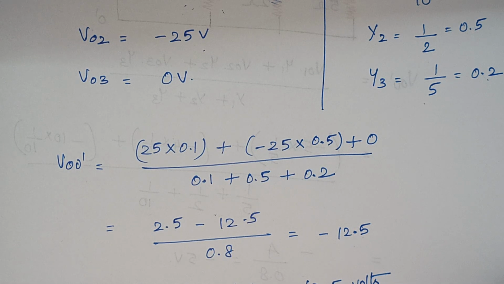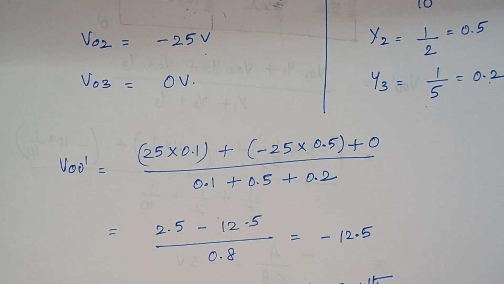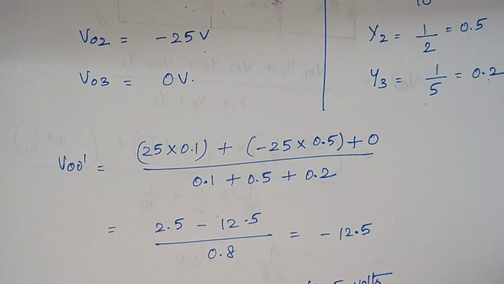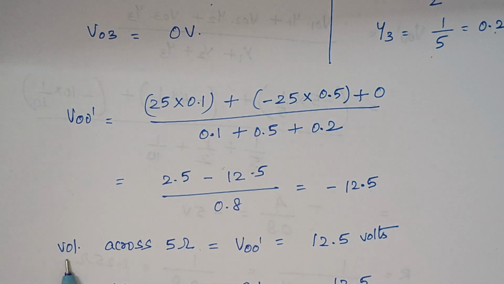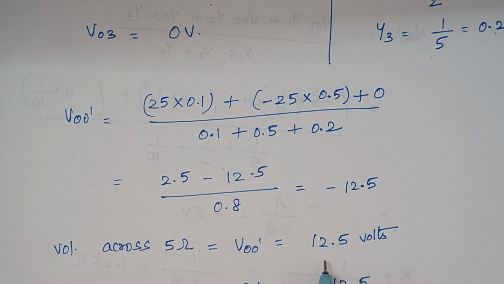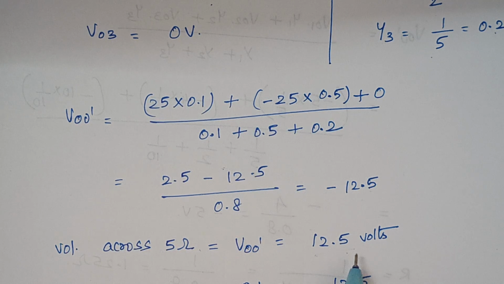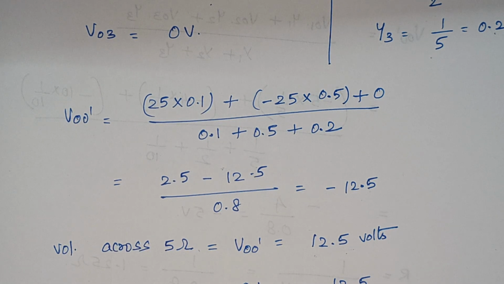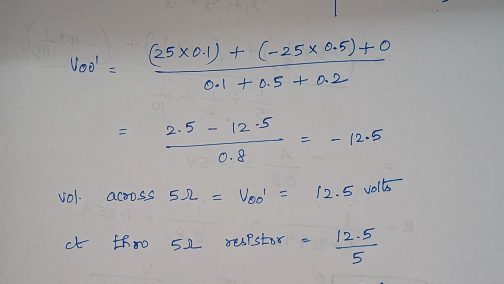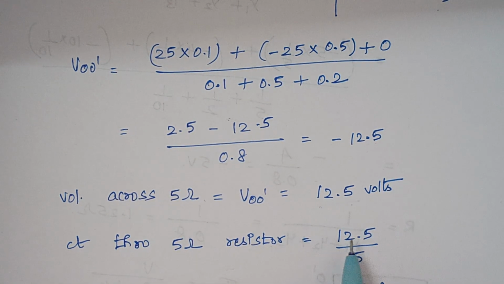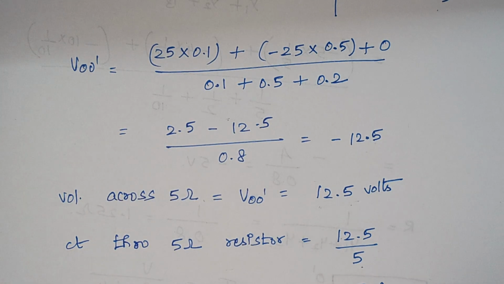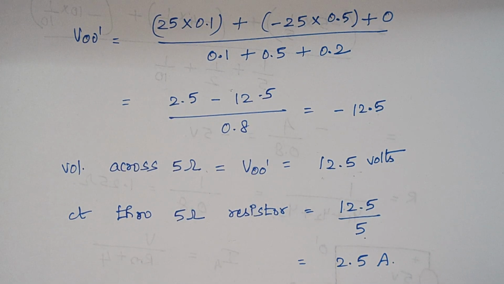And the next thing is we are expected to calculate the current that flows through this 5 ohm, right? Here we have calculated the voltage across 5 ohm. Once the value of voltage is calculated, it is easy to calculate the value of current. The current is given by V by R, so the voltage is 12.5 divided by the value of R, which is 5. Once you substitute here, the answer is 2.5 amps, right?